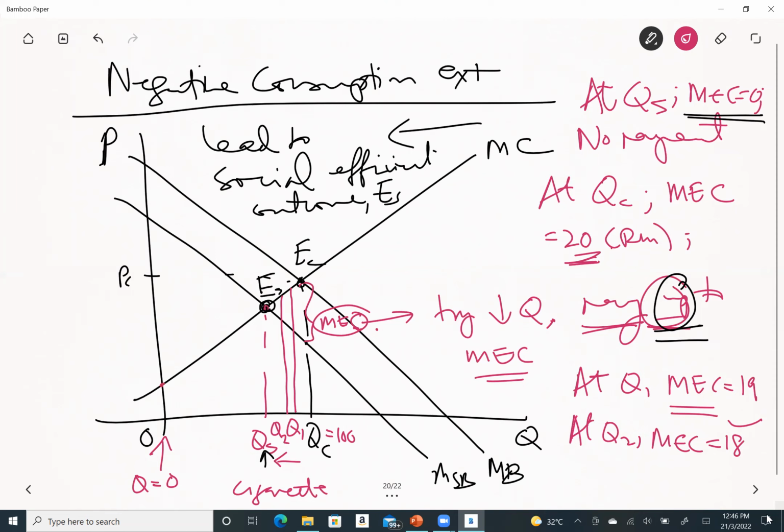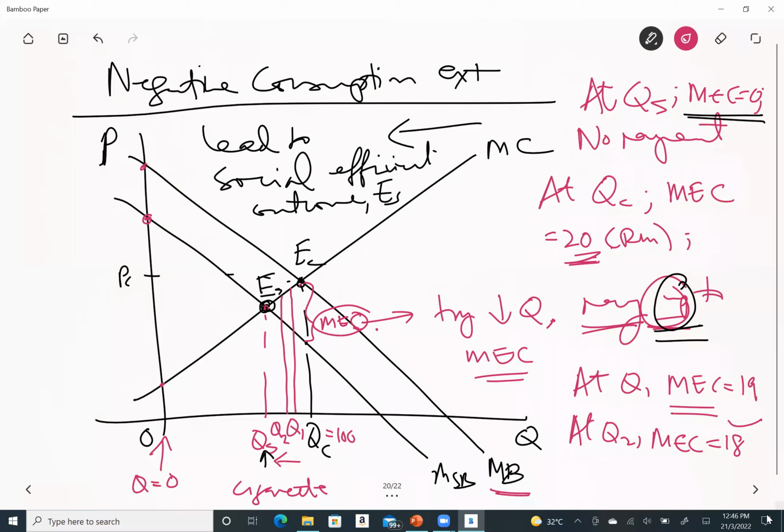He will look at his marginal benefit, and then we will look at the marginal cost. So where do we start? We start from here. We look at the marginal social benefit. We'll look at this point, and that's the marginal cost and marginal social benefit.